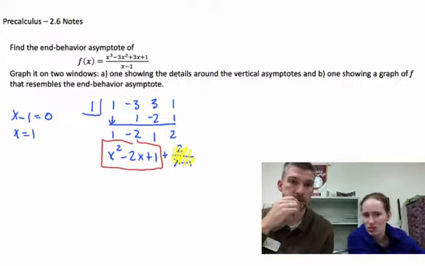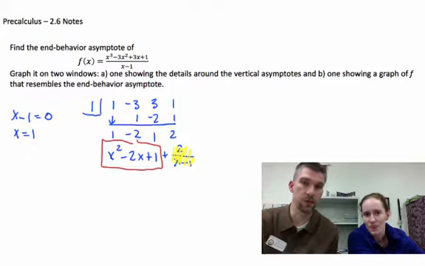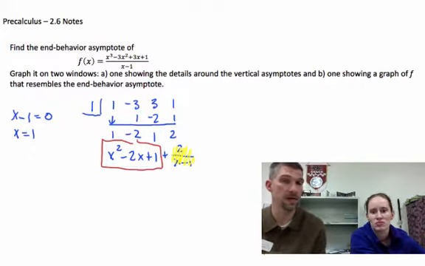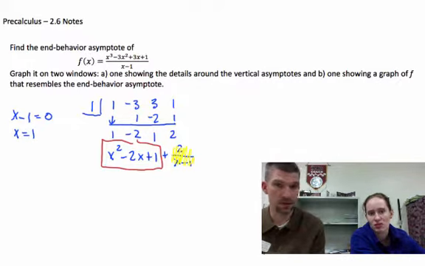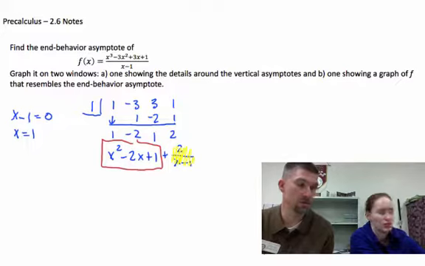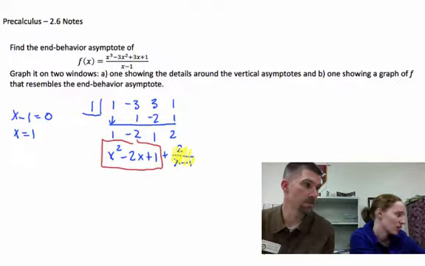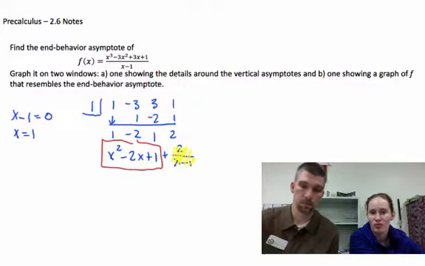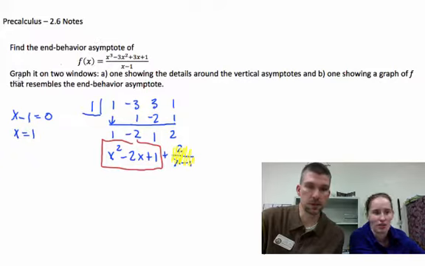So what does it want us to do? Graph it in 2 windows. So we're going to put it in 2 windows. We're going to show you one with what's going on close to the vertical asymptote, and one showing a graph that resembles the end behavior asymptote. So if you just start off by graphing it with a normal window, you should hopefully be able to get an idea of what it looks like with the second part, the end behavior asymptote.